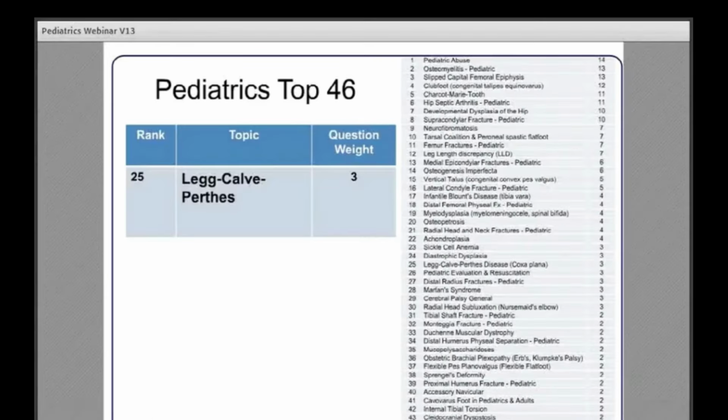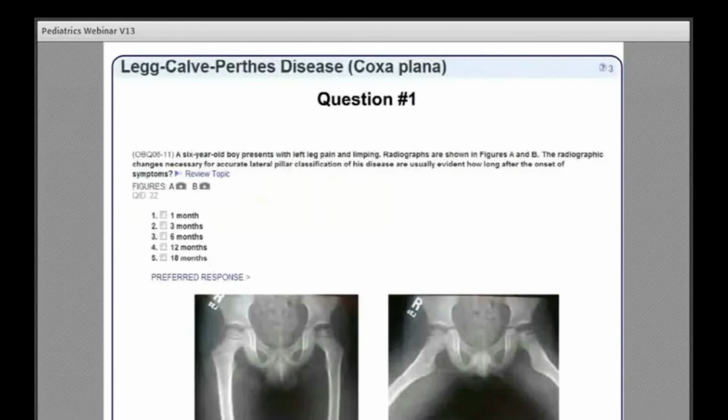Last section in pediatrics, there'll be 18 questions, the first of which is regarding Legg-Calvé-Perthes disease. A 6-year-old boy presents with left leg pain and limping. Radiographs are shown in figures A and B. The radiographic changes necessary for accurate lateral pillar classification of his disease are usually evident how long after the onset of symptoms? Below what we have is the AP pelvis and frog lateral hip radiographs of this 6-year-old boy. You can see the typical stigmata associated with Perthes disease involving the left capital femoral epiphysis, where you have shortening of the lateral pillar, consistent with early Perthes disease.